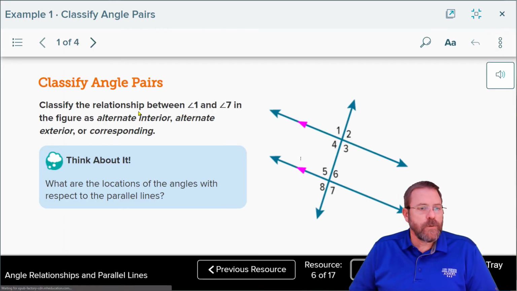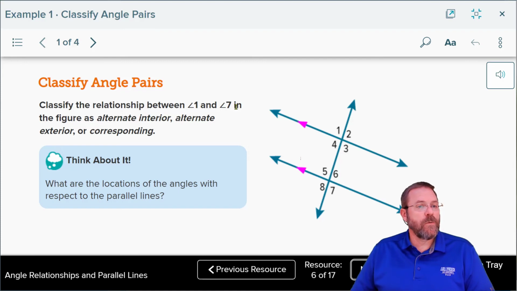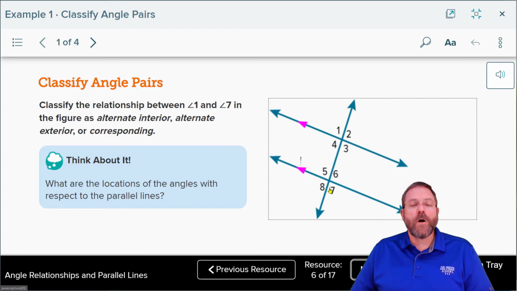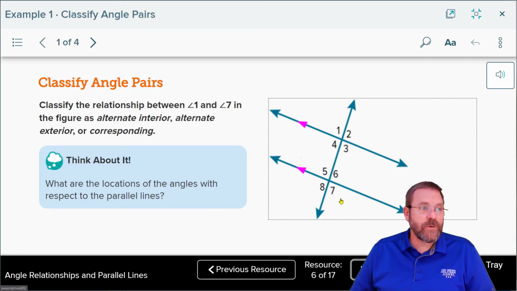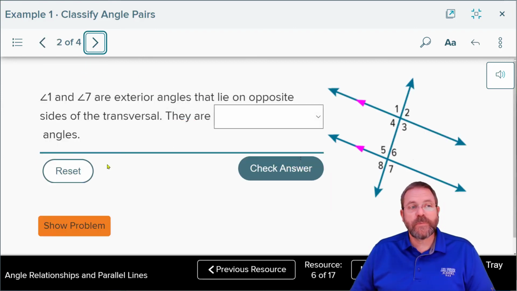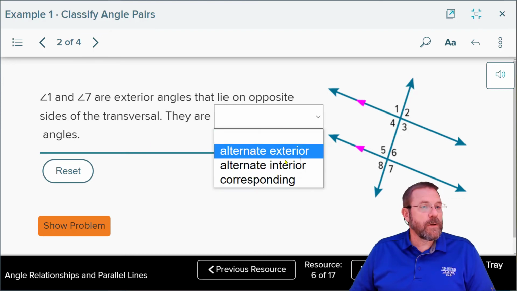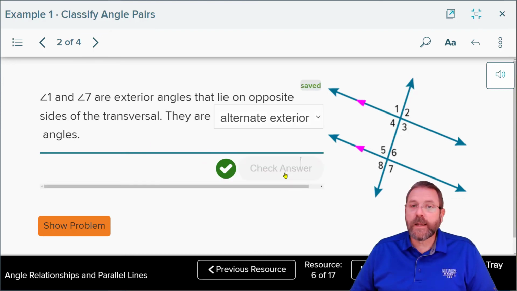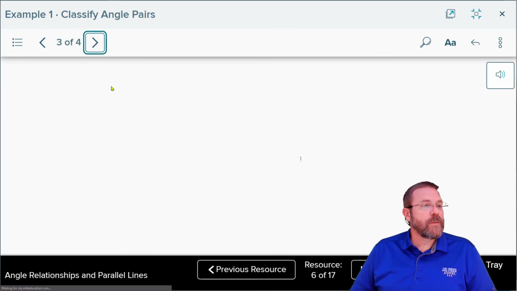Now we're finally into our examples. Example 1 wants us to classify the relationship between angle 1 and angle 7. Well, the first thing I'm seeing is that they're on opposite sides of the transversal, and they're outside, or exterior to, the parallel lines. Let's see how they want us to go through actually doing this, because I'm seeing that they're alternate exterior. It says they are going to be alternate exterior, just like I just said. Let's move on to the next one.